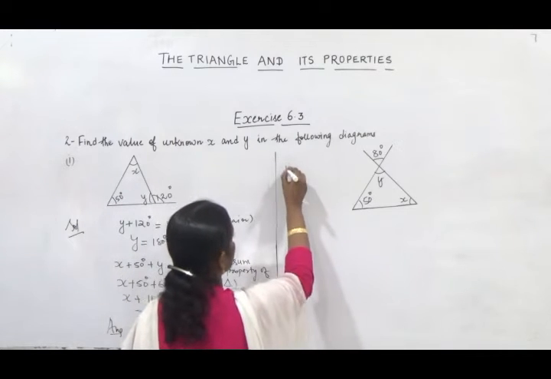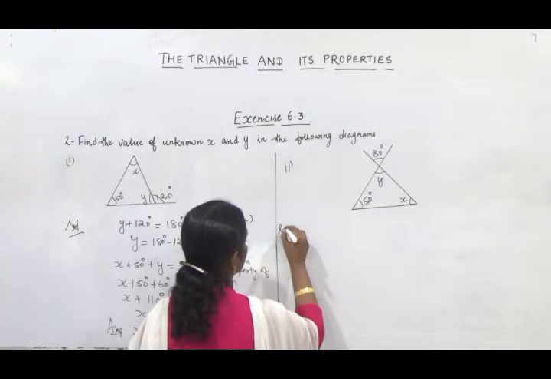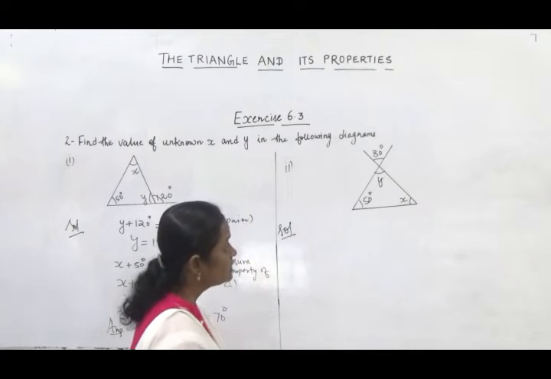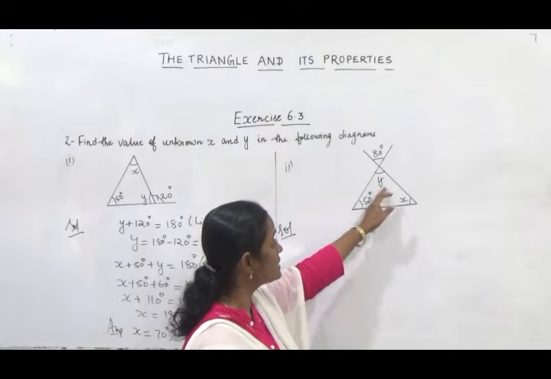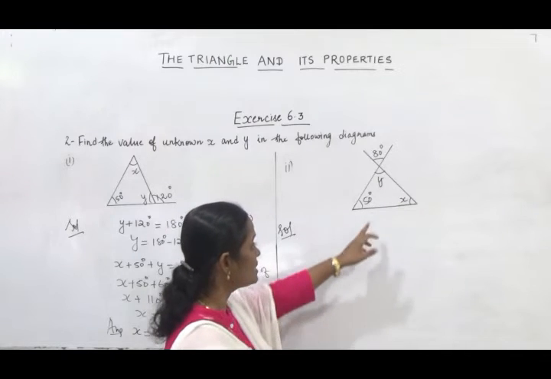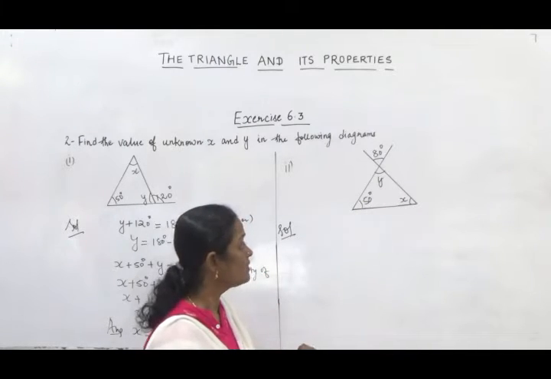The next question, question number 2 here. Here in this figure we have to find the value of x and y. Both interior angles x and y are unknown here and only one angle, 50 degrees, is given here.